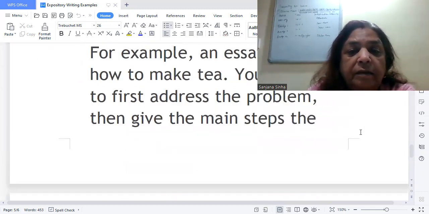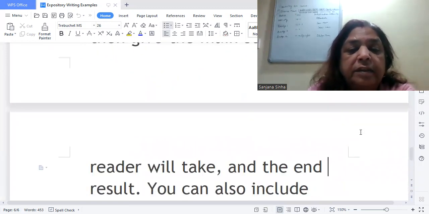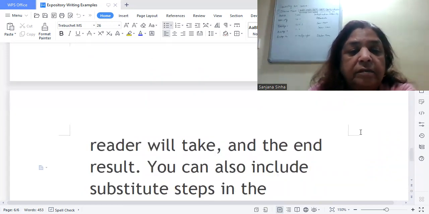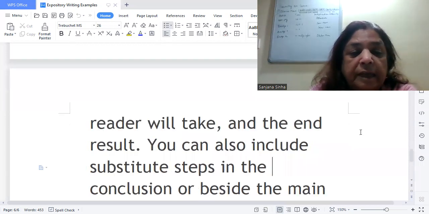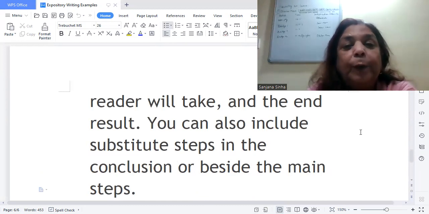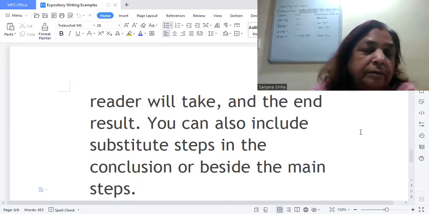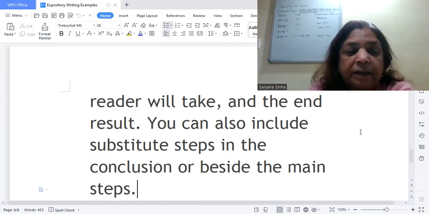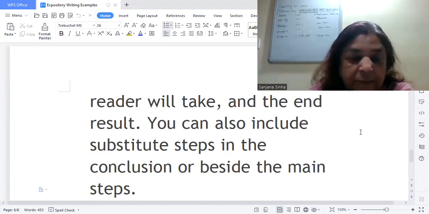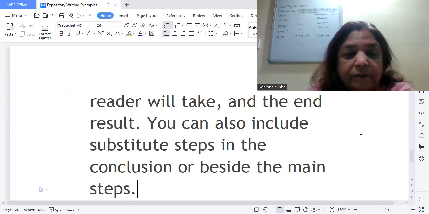Then give the main steps. The readers will reach the end result step by step. Okay. You can also include substitute steps in the conclusion or beside the main steps. For example, you can say if you want to make a typical lemon cup of tea, a good cup of tea, you can add a pinch of lemon, or you can add a pinch of salt, or anything which comes to your mind, which you feel is going to be good.